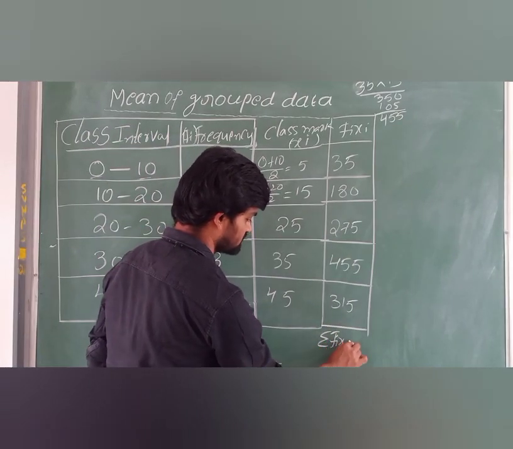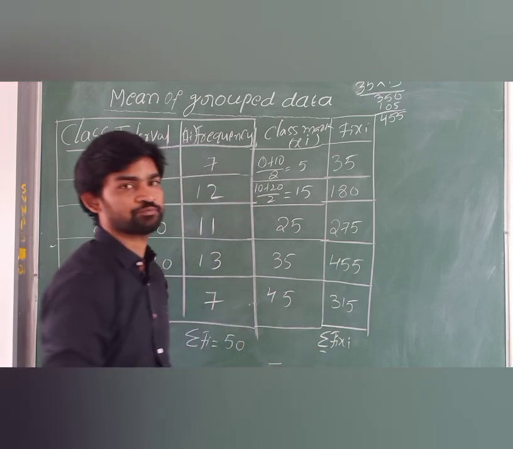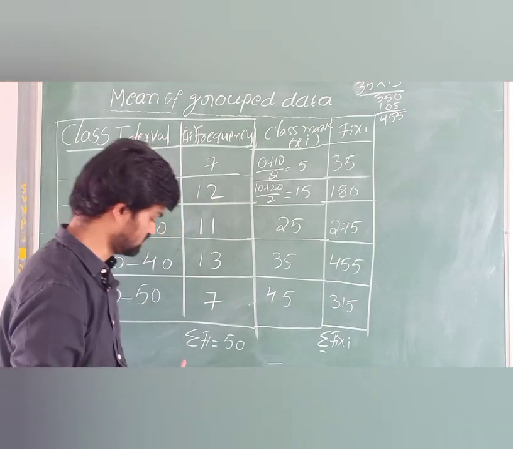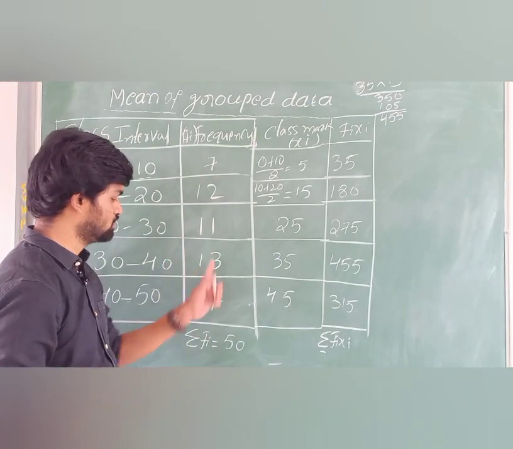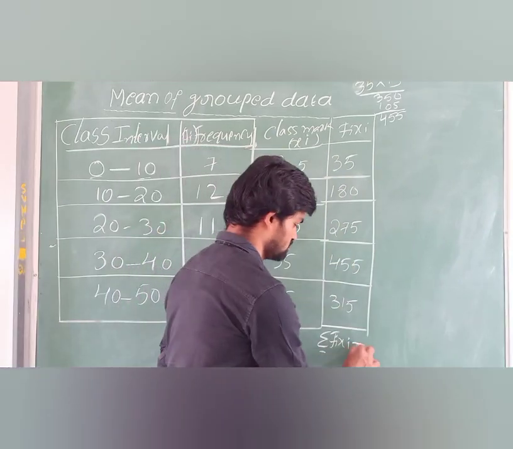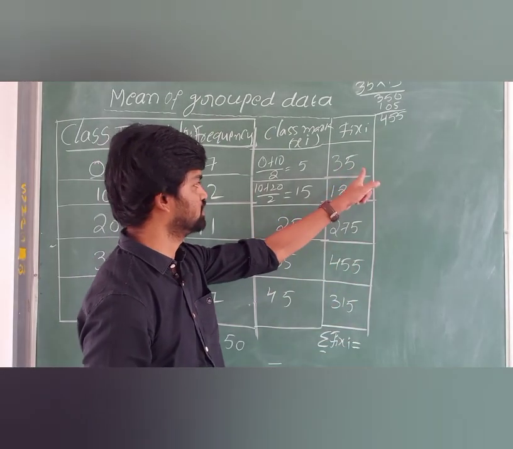What is this sign? It is summation. We can call it sigma. Sigma means summation, addition. Summation is addition. Here also I used it. So sum of all students is 50. Sum of all Fi xi. So add. You are good in additions, I think.